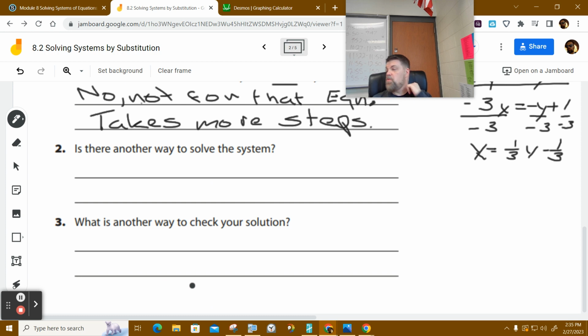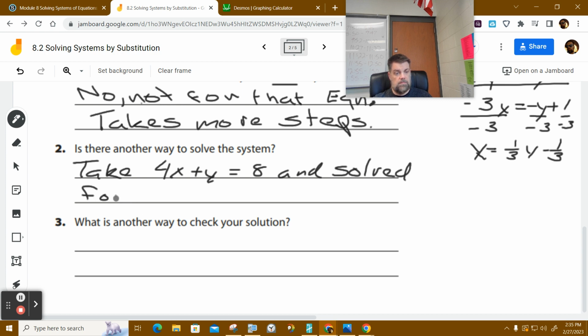Now, sometimes that isn't the case, but we look for those things when we go to solve systems. That's what we look for. Is there another way to solve the system? Well, yeah. We could have taken the other equation, 4x plus y equals 8, and solve that for y. Which would have been negative 4x plus 8, and then substitute it in.